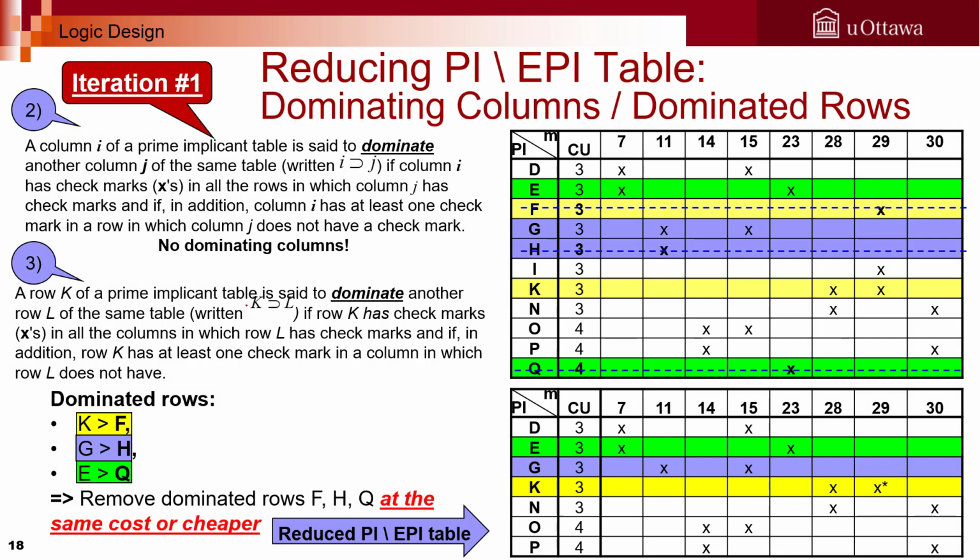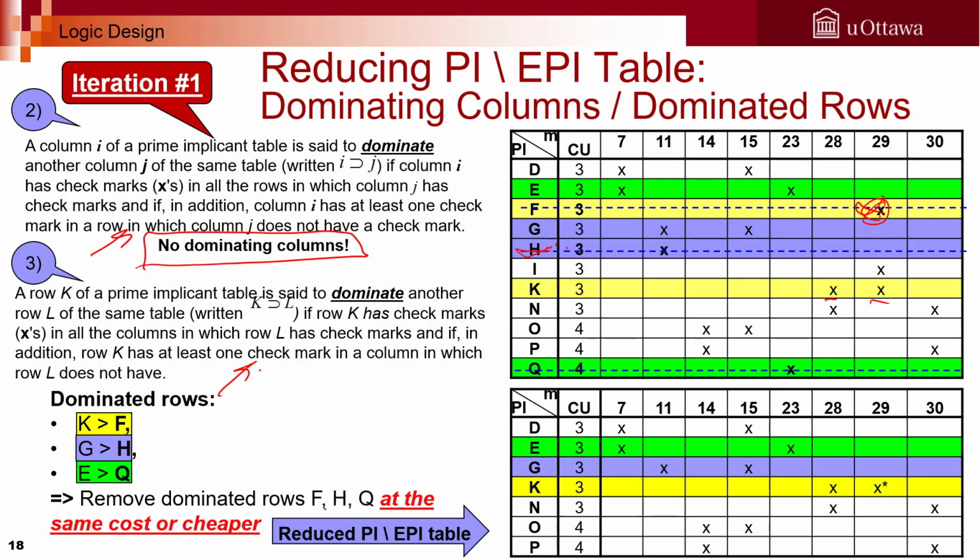Let me give you an illustration in our example. Taking a look here, this is exactly what I said to you about how to define the dominated columns and the dominated rows. As we can see in our example, we do not have any dominating columns, so we cannot dominate the columns. However, here I have a dominated row. How do I have a dominated row? As I can see here, K dominates F, because K has two minterms, and therefore I'm going to exclude it. And for J, the same thing. J dominates H, therefore I'm going to remove it.